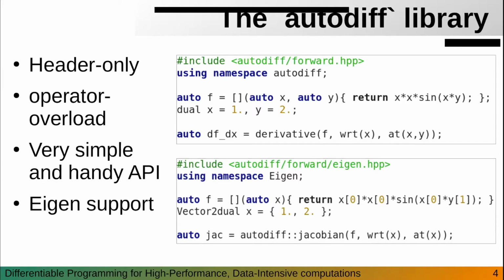It's a header-only library, which is also very beneficial, and uses this operator overload mechanism we already heard of somewhere. And it supports Eigen, so that's also very nice because ACTS is built upon the Eigen linear algebra framework.